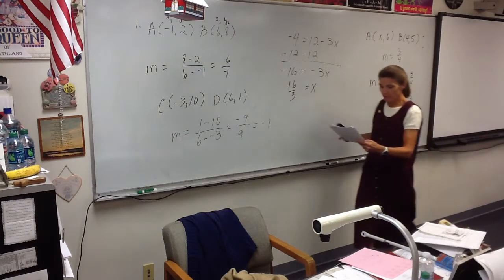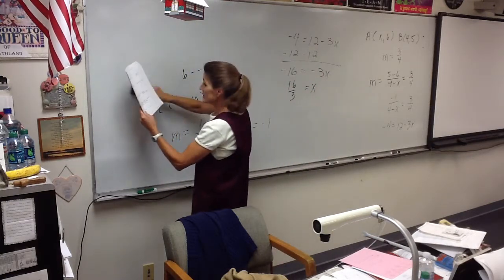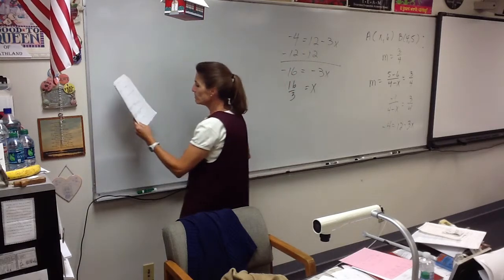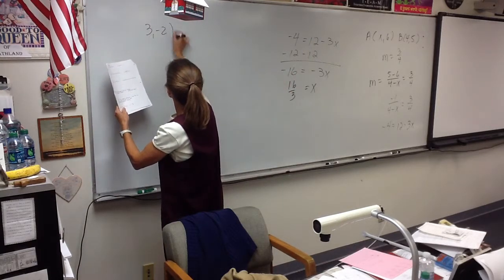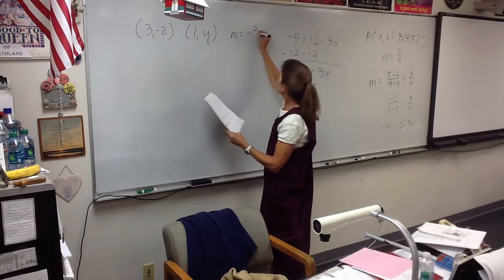All right, let's try, oh, there's another one. Good, there's another example there. Let's try that one. This is 2b, problem 2b. The points are these, and the slope is this.